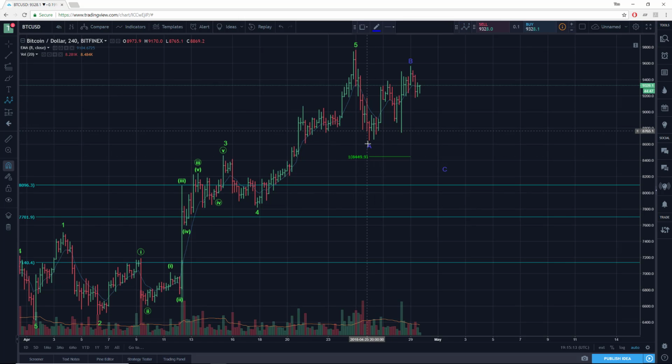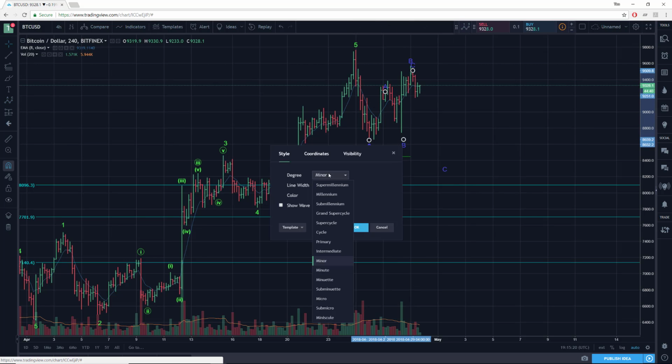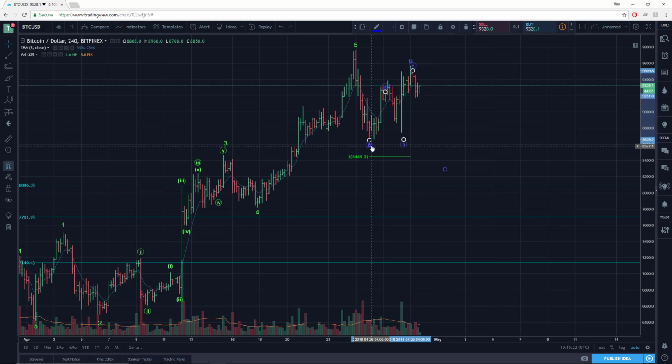Just to show you the subwaves of blue wave B, let me reduce that by 1 degree. Hang on. Definitely looks like we have something like this going on, right? A up, B down, C up in place for that larger B, and then coming down in C to match our larger A. So we'll see how that plays out.